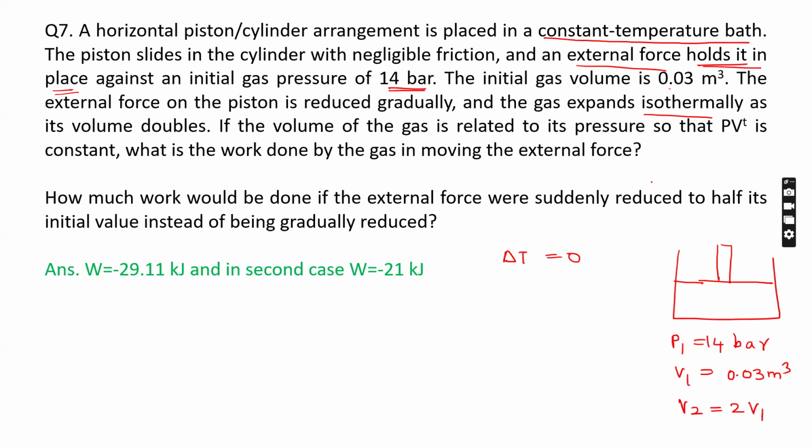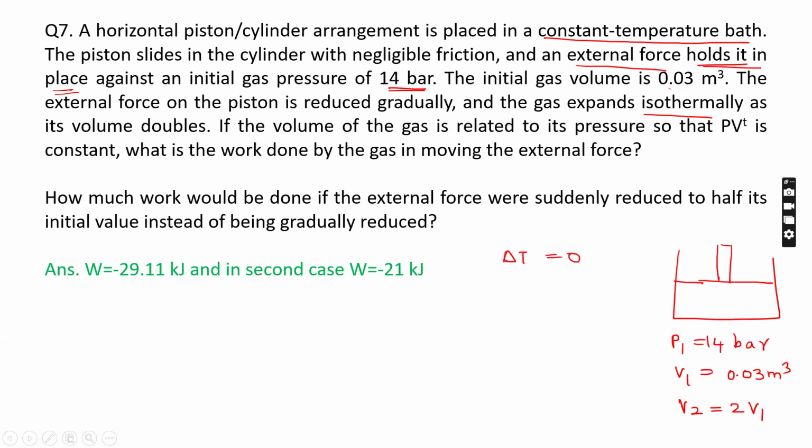So, if the volume of the gas is related to its pressure so that PV at some time t is constant, what is the work done by the gas in moving the external force? So it is given PV is equal to constant, which is generally P1 V1. We already have those values.